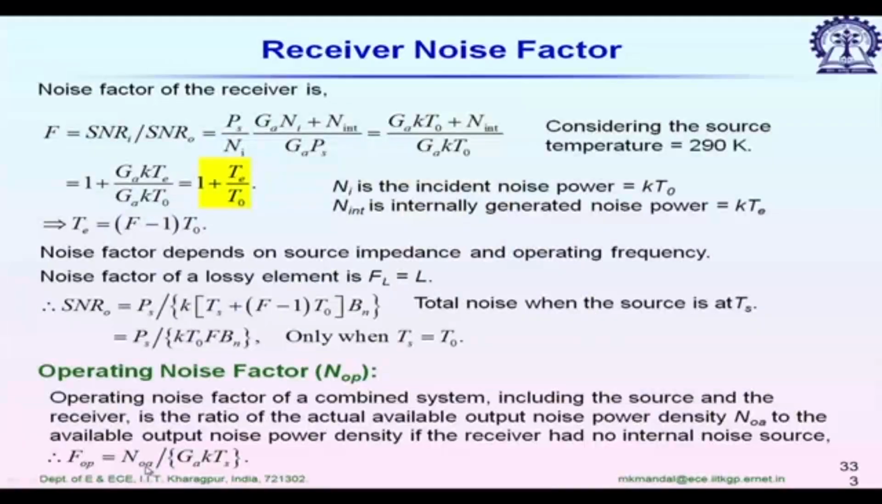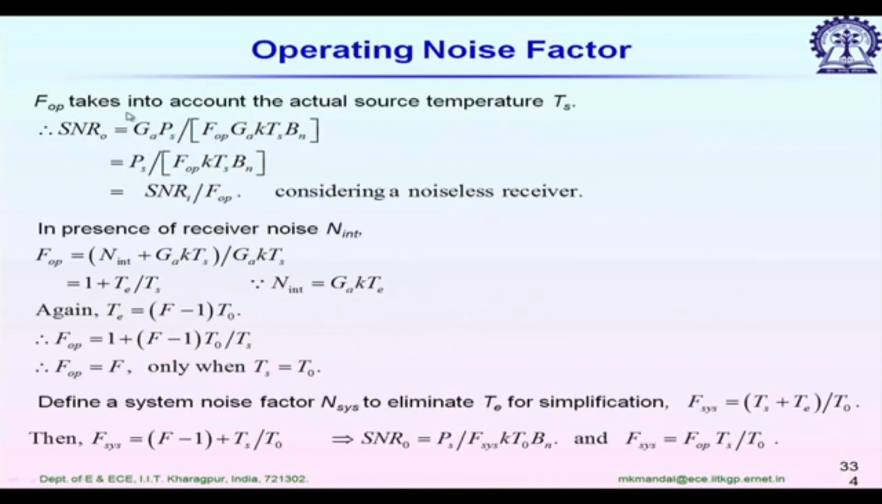So, F OP is equal to NOA, which is the available output noise power density. It includes both the contribution from the left hand side and that due to the receiver itself, divided by G A K Ts. You see here we did not consider any internal contribution of noise, so this is only due to the left hand side. So, F OP takes into account the actual source temperature Ts.